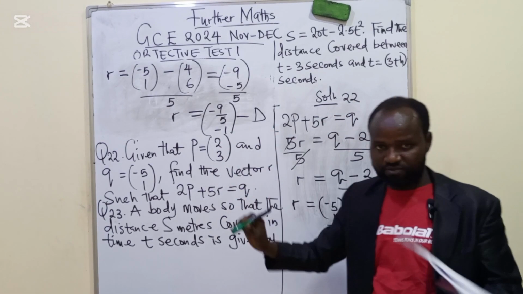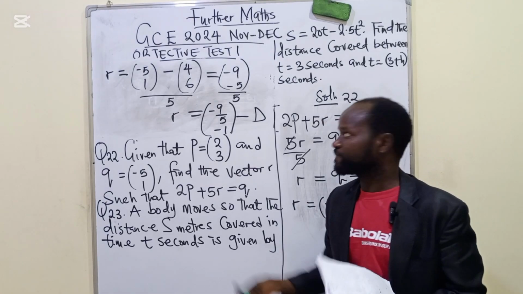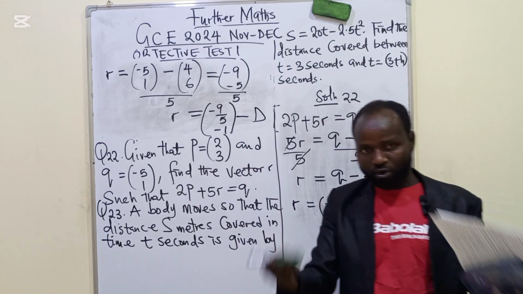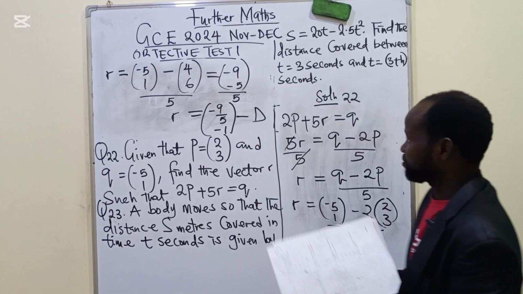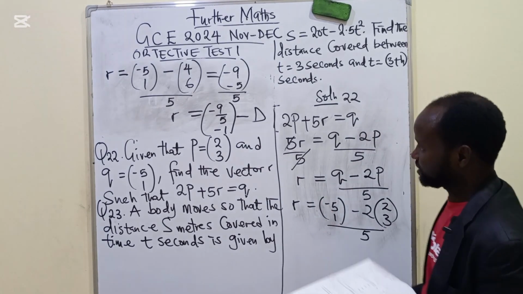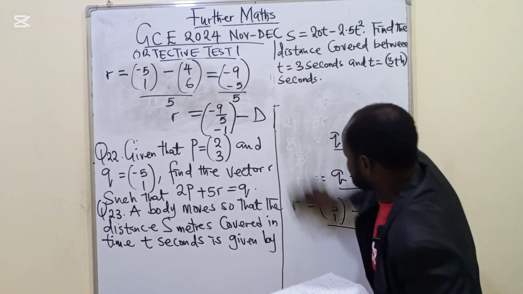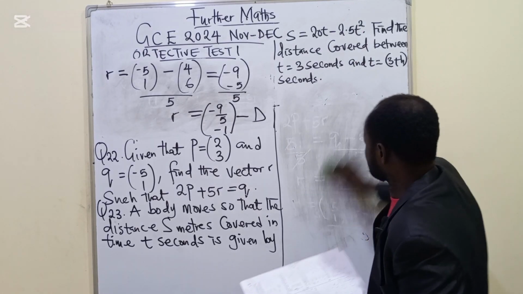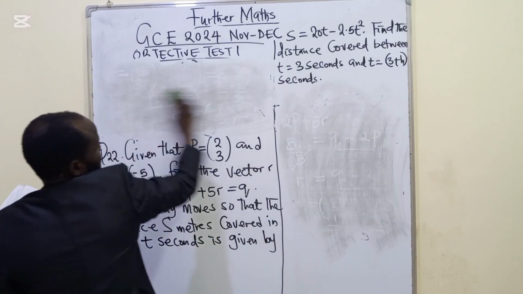This is a column vector. We can represent vectors in 4 different ways: the column form, the row form, the coordinate form, and the polar form of representation of vectors. Very important. Let's move to the last question. That's question 23, the last question for this presentation.